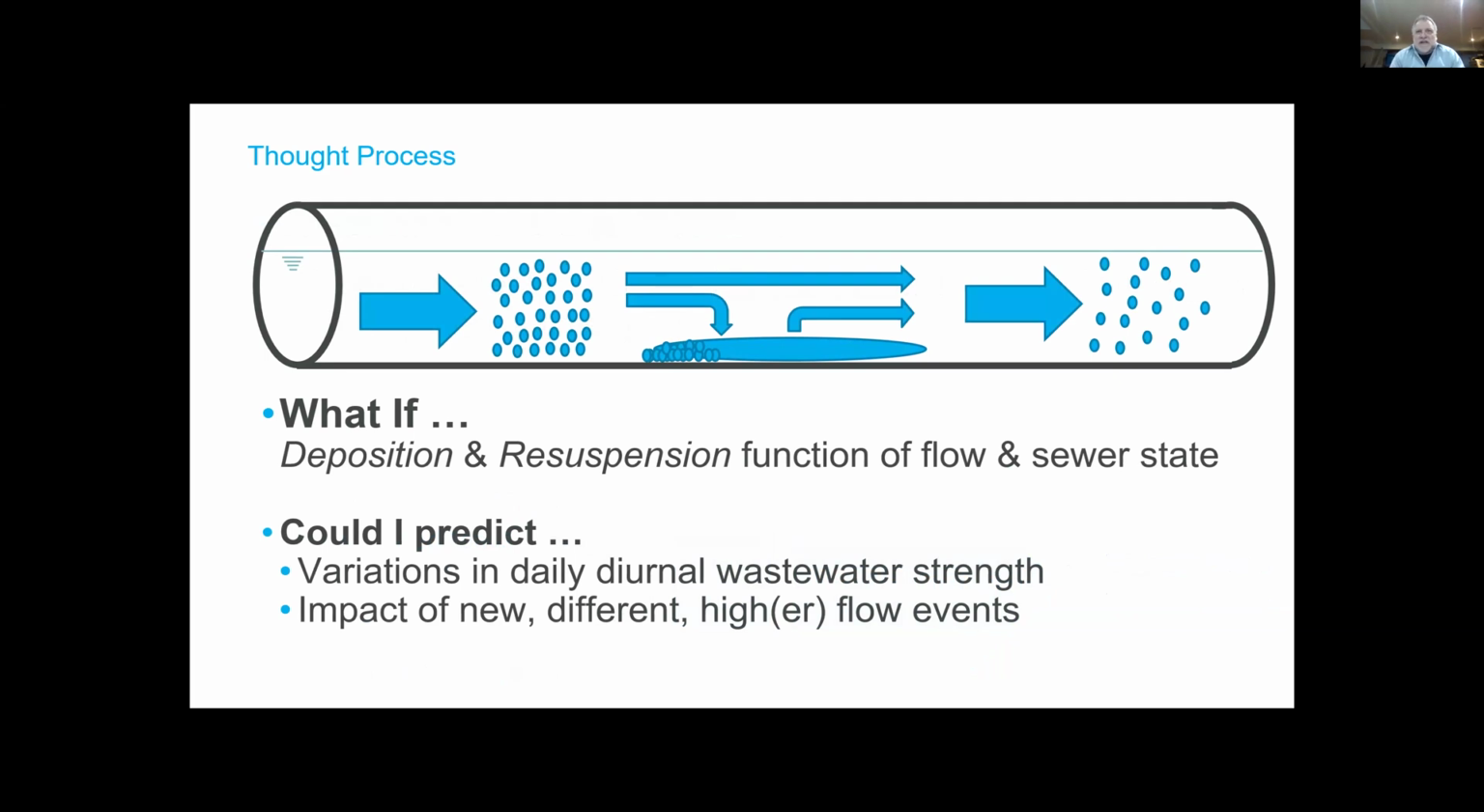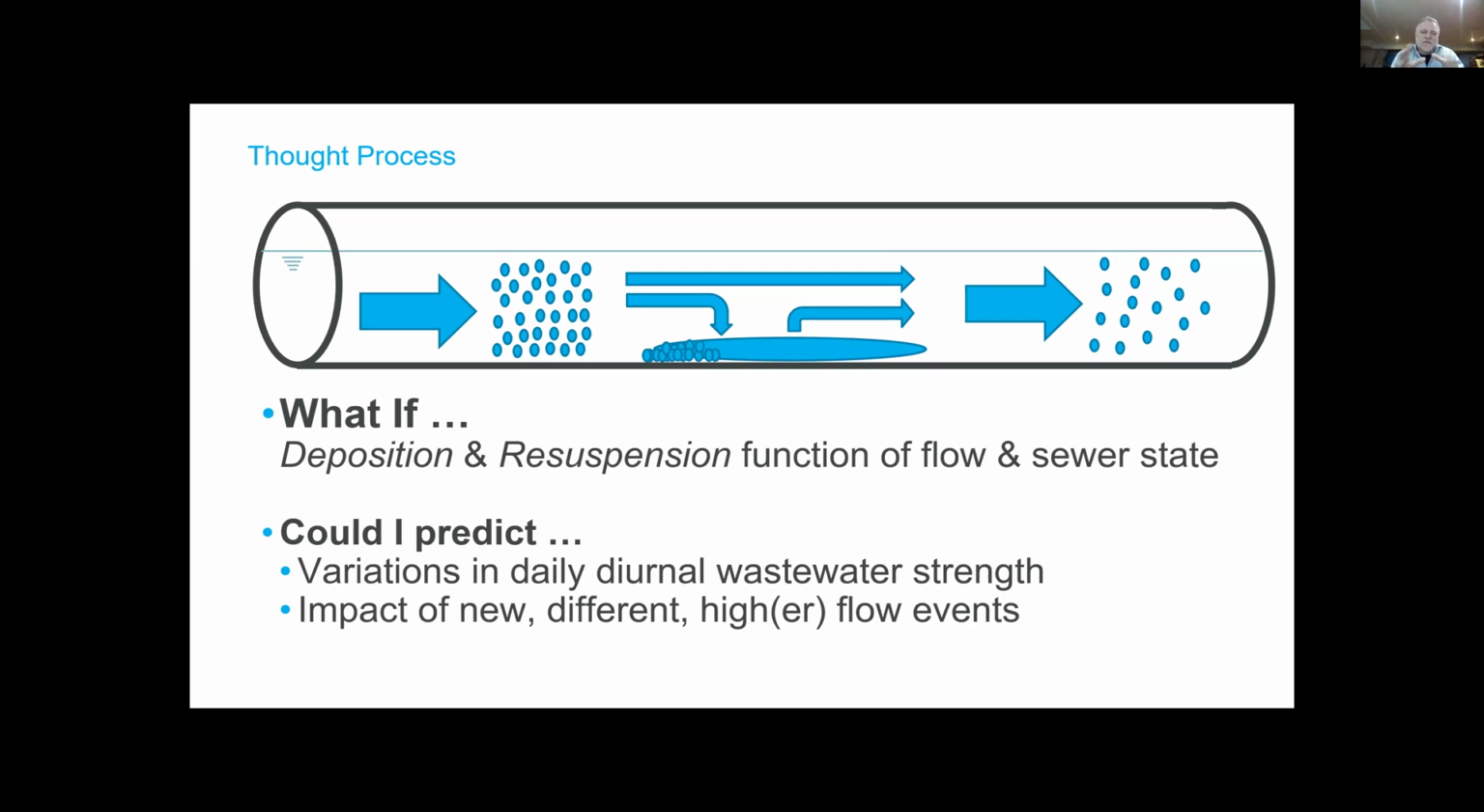what if deposition and resuspension are a function of the flow in the sewer state, meaning that, let's argue that you have a dry period of time, and on any given dry day, there is a net deposition of material in the sewer. And then as the flows in the day change, and as rain events, small or large, come down the sewer, you end up resuspending some of that material that's in the sewer. And that material in the sewer digests a little bit.